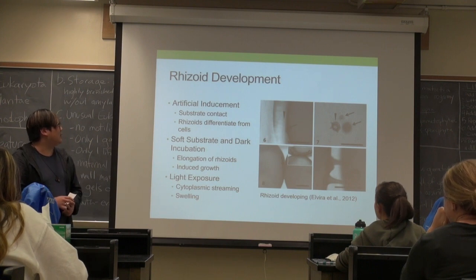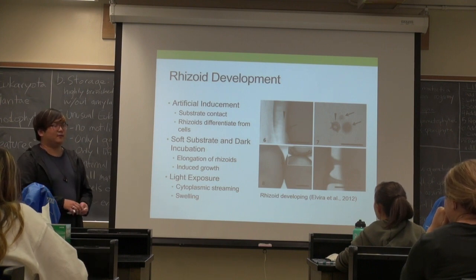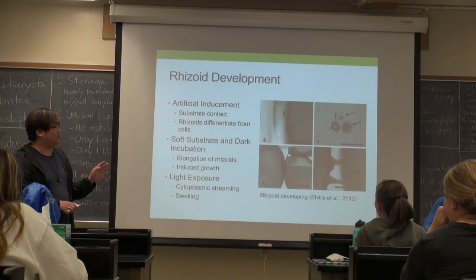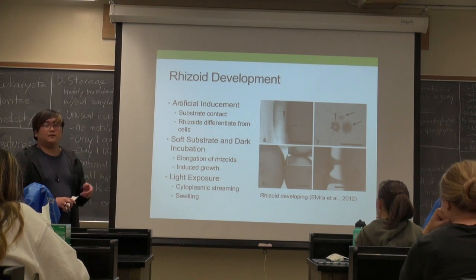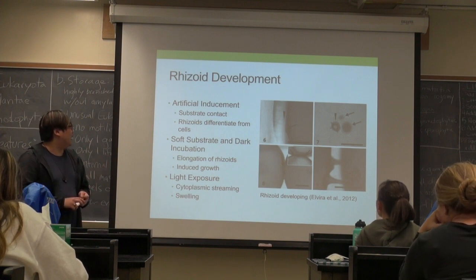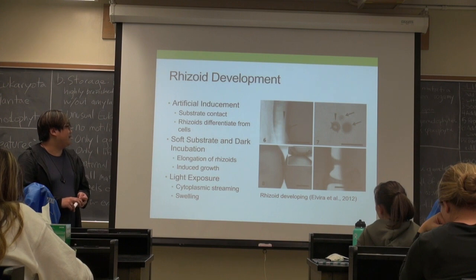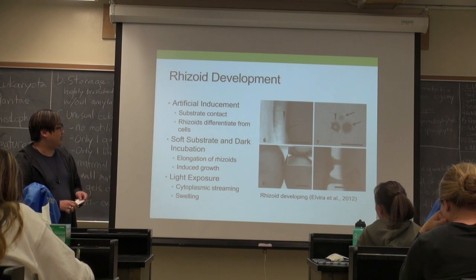So what they found was that they could artificially induce rhizoid development inside any part of the Valonia. As long as they had contact with the substrate, the rhizoids would differentiate from those cells, and they would attach to those substrates. And they found that in a study by Elvira et al.